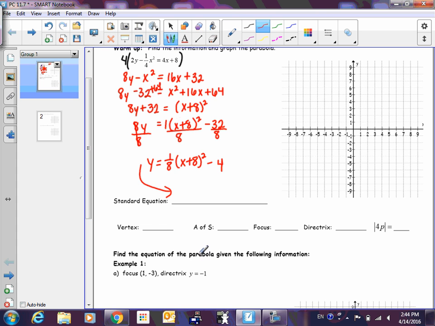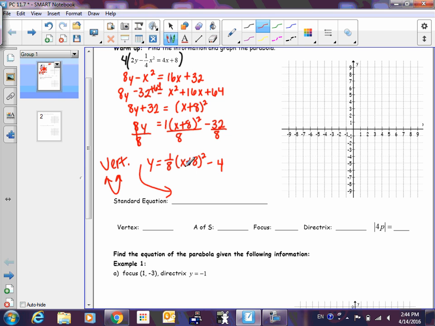So, 4, and you might want to have your blue sheet out. What type of parabola is this? It's a vertical. How do you know that? Because it says y equals, right? Is this going to open up or down? It's going to open up. It's going to look like this.